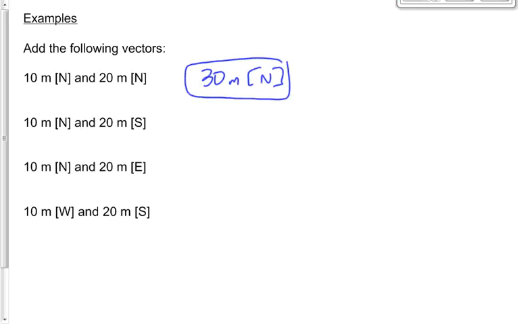10 meters north, 20 meters south. Again, that's a grade 7 vector problem. 10 meters north plus 20 meters south, we're going to make north positive, south negative, gives me negative 10 meters. You could express it that way, or you could say it is 10 meters to the south.